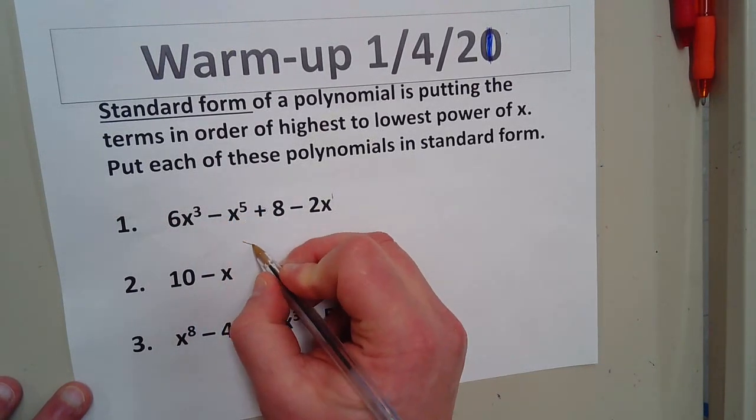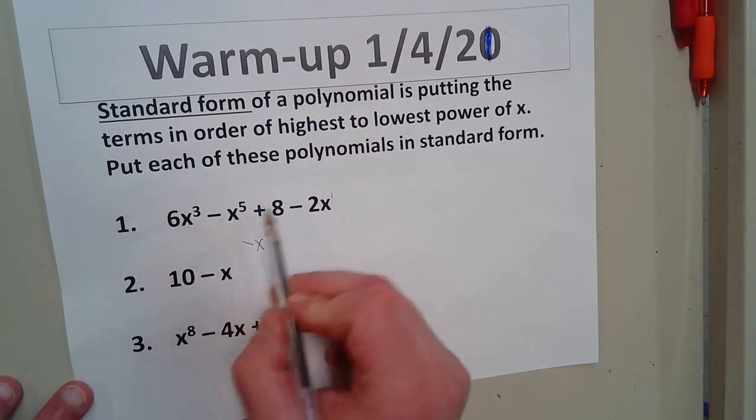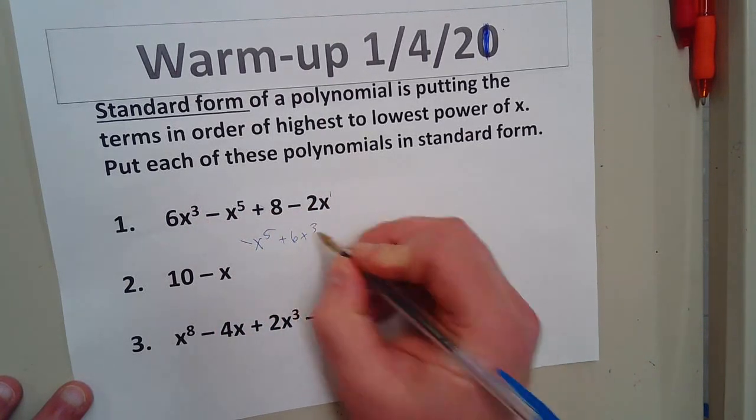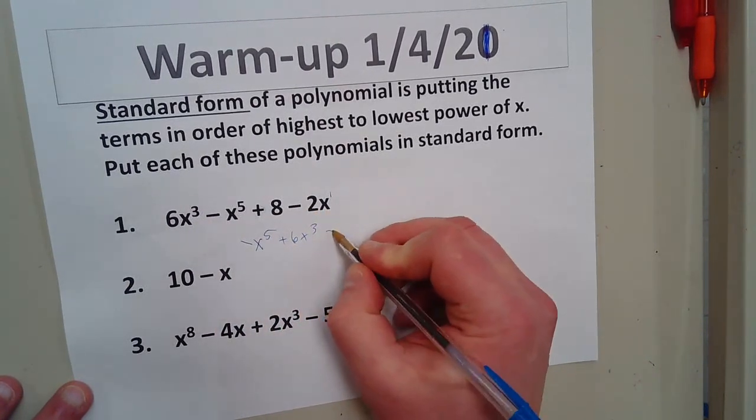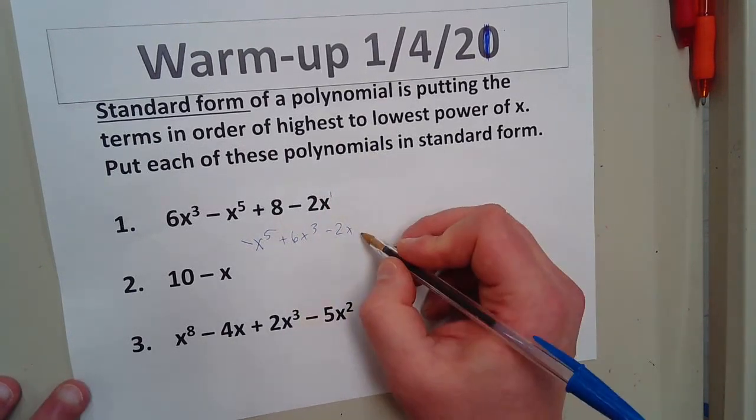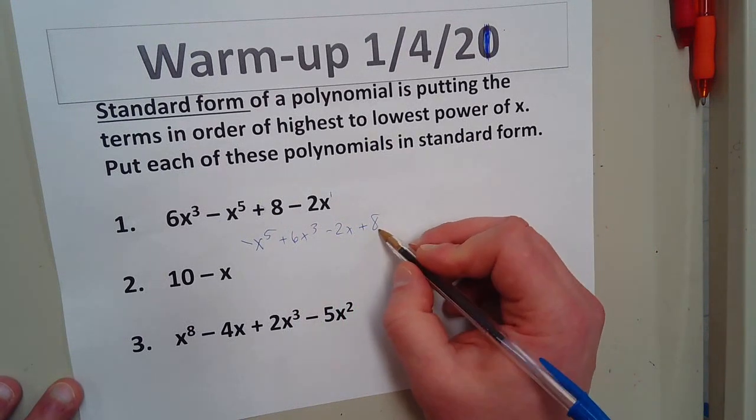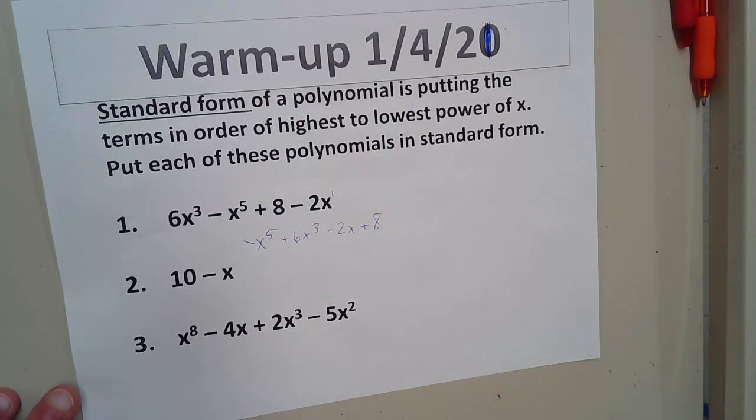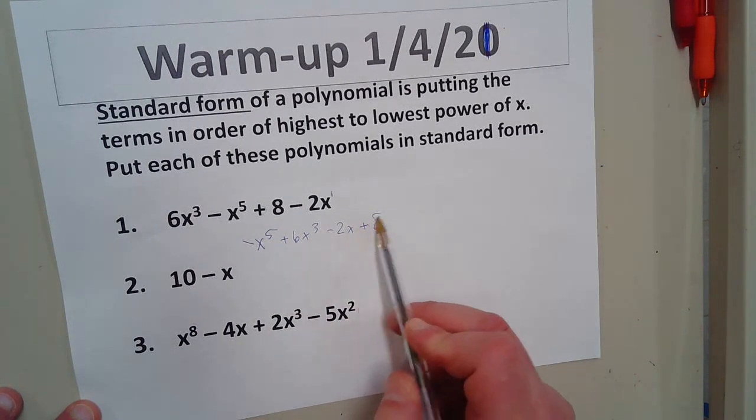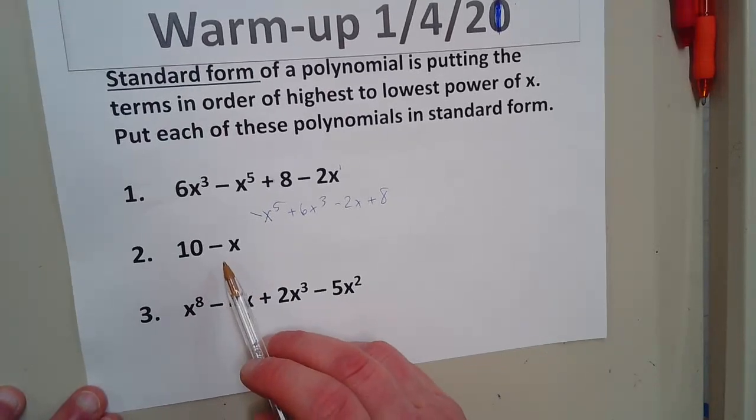So negative x to the fifth is going to be what we call our lead term, first term. And then the next highest power, there is no fourth power, so it'd go to the third. So plus 6x to the third. And then we'd have minus 2x, because that is technically to the first. And then your constant term, the one that has no variable at all, that's why it's called a constant term, because it doesn't vary. That'll always be the last term if you have one of those. So this would now be in standard form. Highest down to lowest possible power. And that's it. So this one, real simple one.